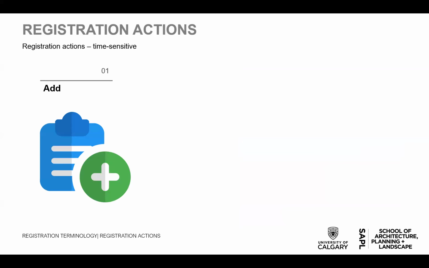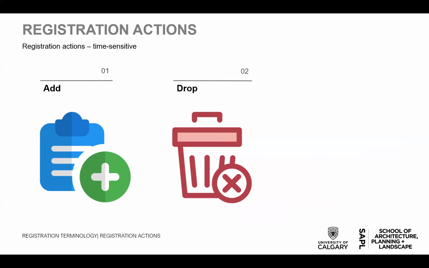The add function is when you add a new course to your schedule. This means you have successfully enrolled into a course. The drop feature is when you completely remove a course from your schedule. This means you're no longer registered in the course.